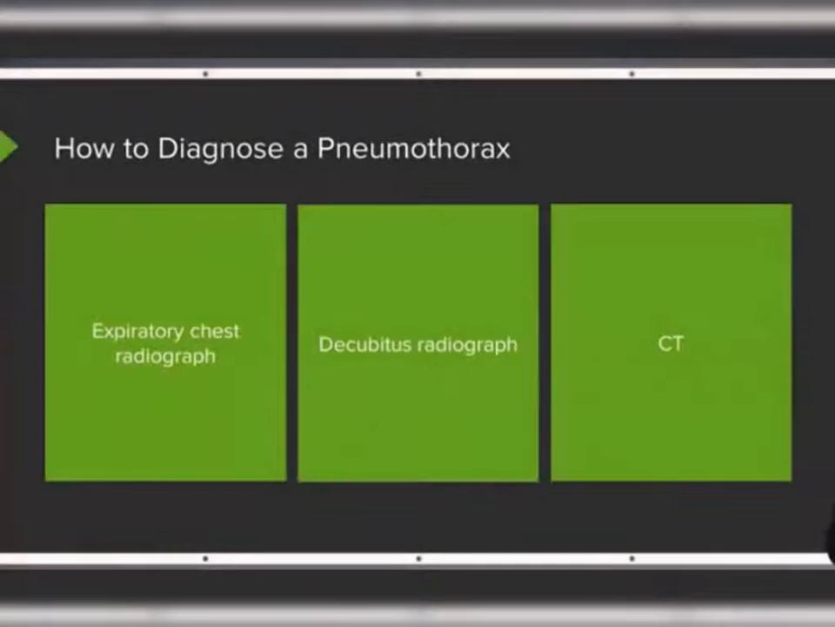So these are the three different alternatives that you have. You could perform an expiratory chest radiograph. Remember that most chest radiographs are performed in the inspiratory phase because you want to expand the lungs as much as possible to take a good look at what's going on. You can also perform a decubitus radiograph, or you can perform a CT.